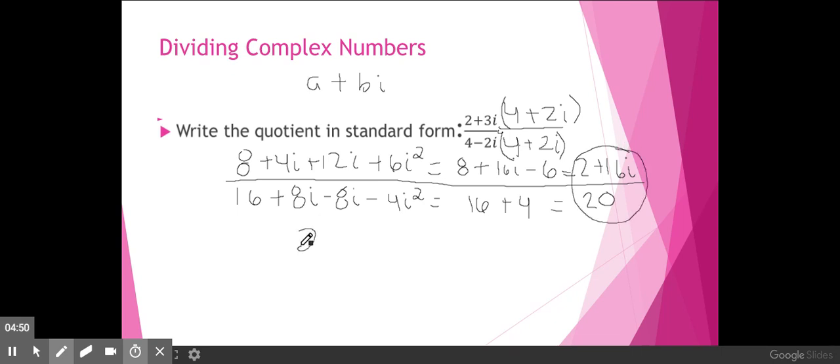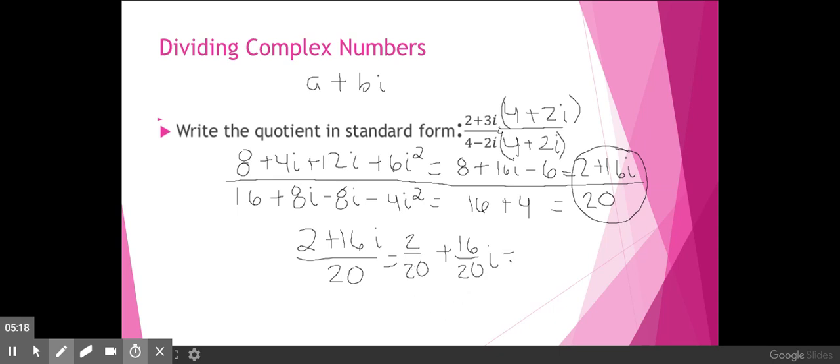So now, taking a look at this final fraction here, I am going to rewrite this. This is my final answer, 2 plus 16i over 20. Now that we have one number in the denominator, we can split this up as 2 over 20 plus 16 over 20i. As you can see, this is now in the form a plus bi, my real number plus my imaginary number.